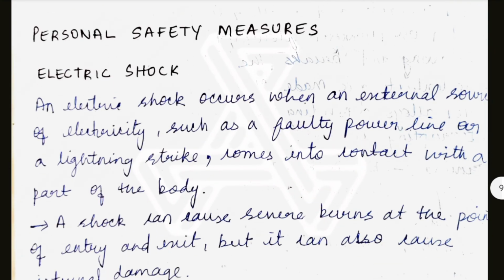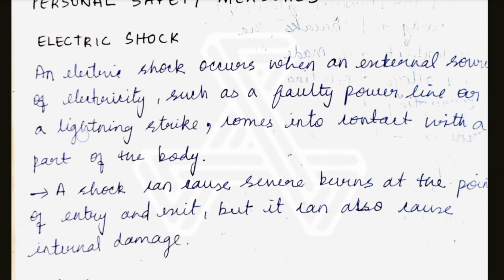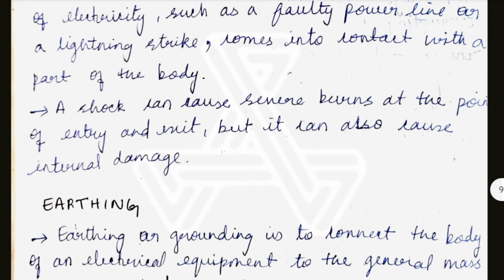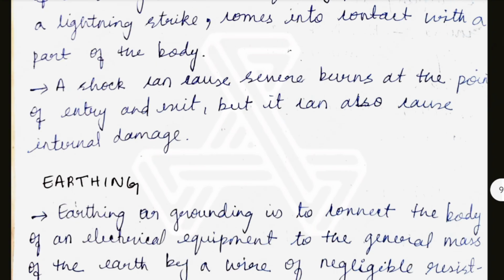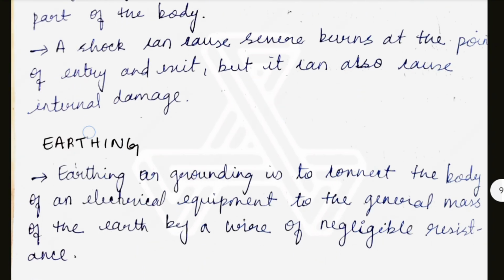Personal safety measures. Electric shock. An electric shock occurs when an external source of electricity, such as a faulty power line or a lightning strike, comes into contact with a part of the body. A shock can cause severe burns at the point of entry and exit, but it can also cause internal damage.